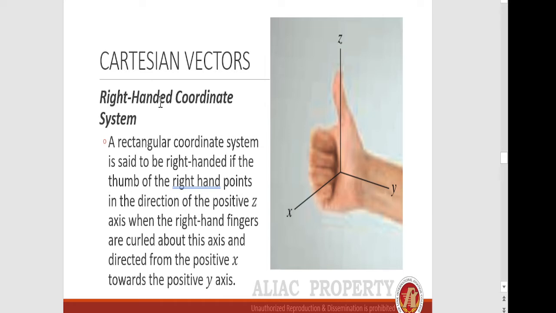A rectangular coordinate system is said to be right-handed if the thumb of the right hand points in the direction of the positive z-axis when the right hand fingers are curled about this axis and directed from the positive x-axis towards the positive y-axis. So the thumb will be the z-axis, the curled fingers will be the x-axis, while your arm will be the y-axis.